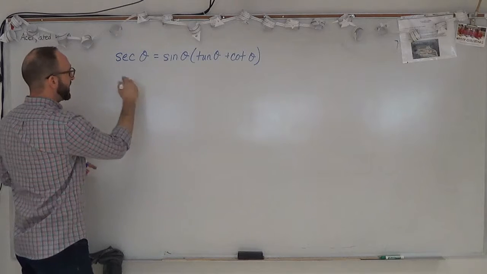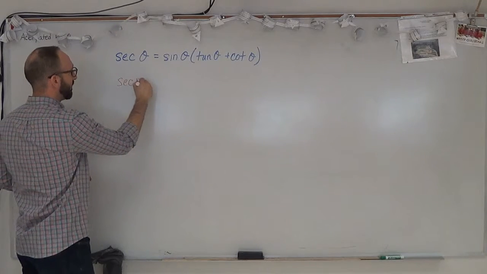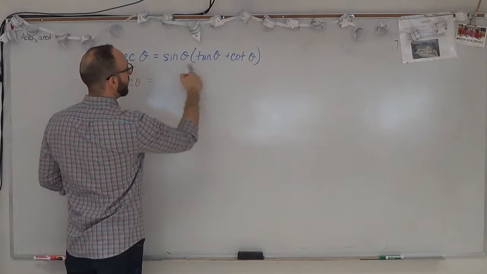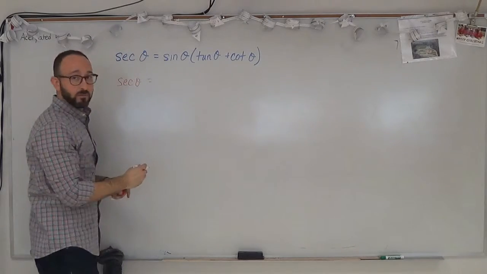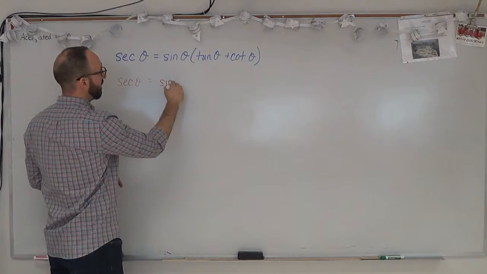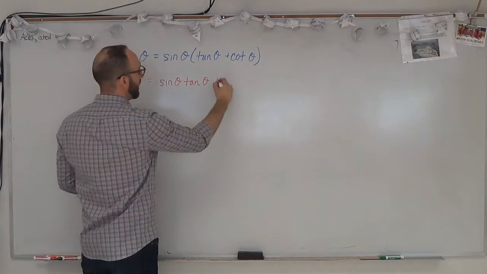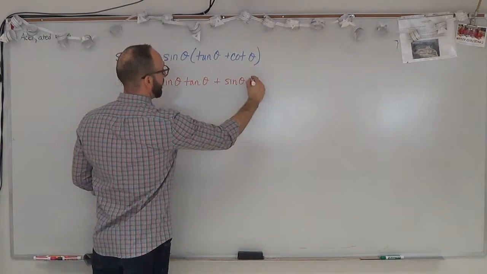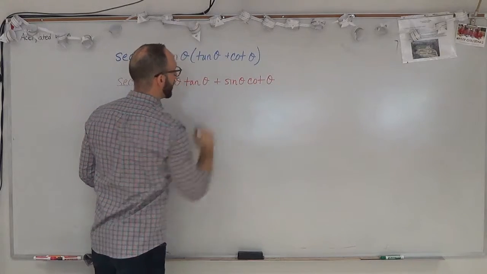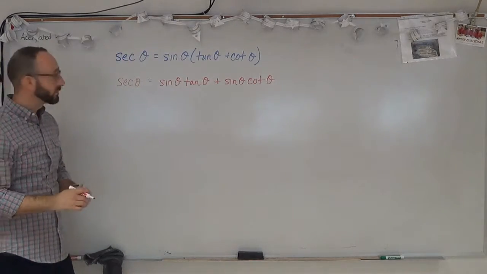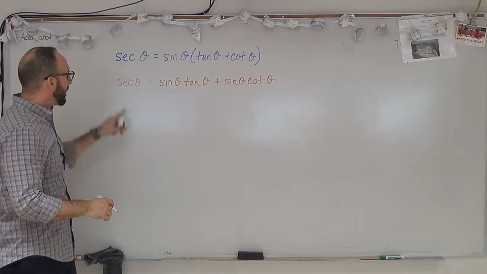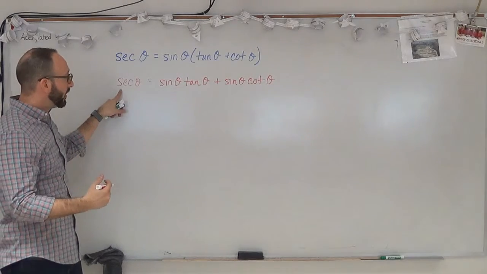So the first thing I think I'm going to do here is multiply sine theta through this set of parentheses. So we're going to get sine theta tan theta plus sine theta cotan theta. So secant theta is 1 over cosine.